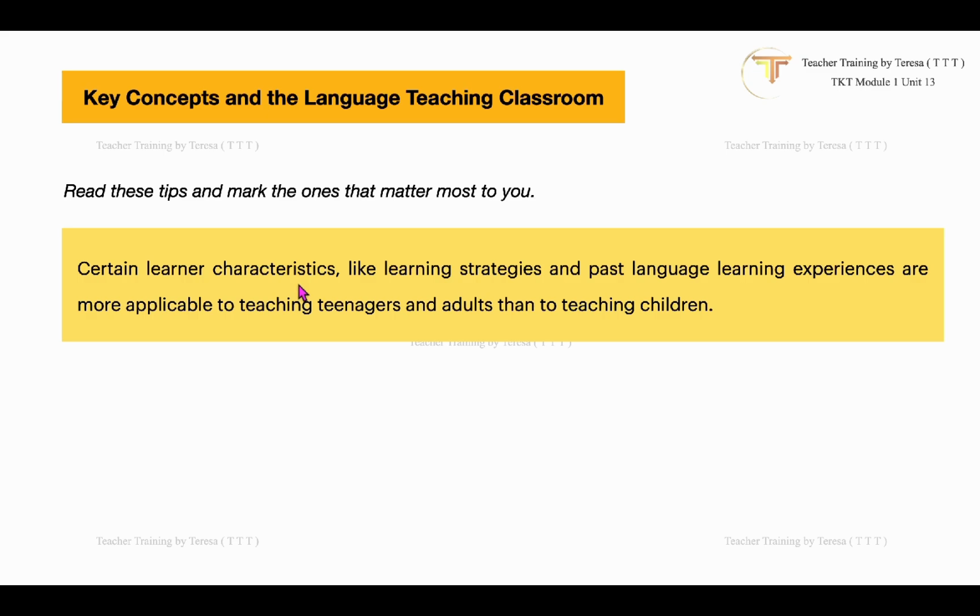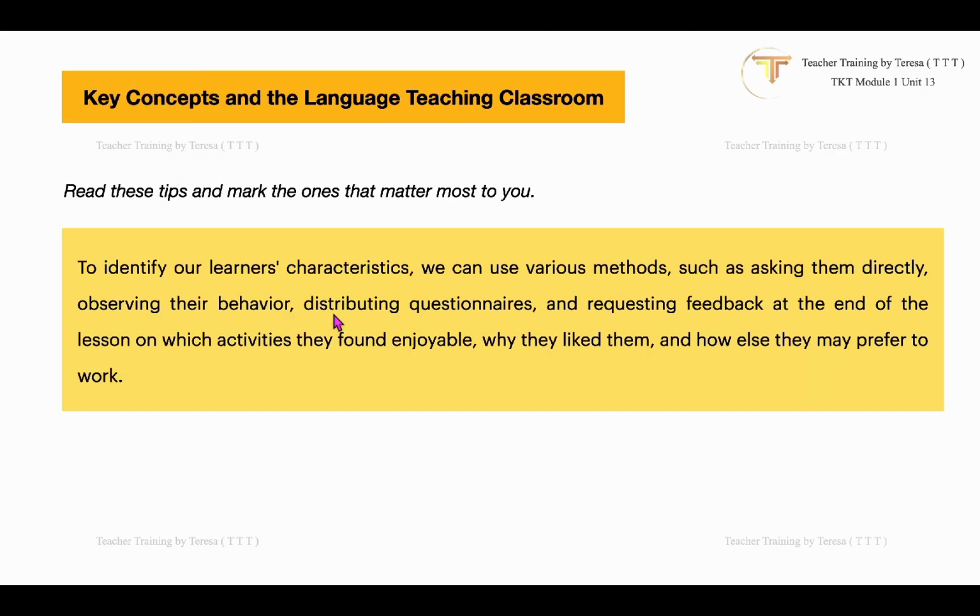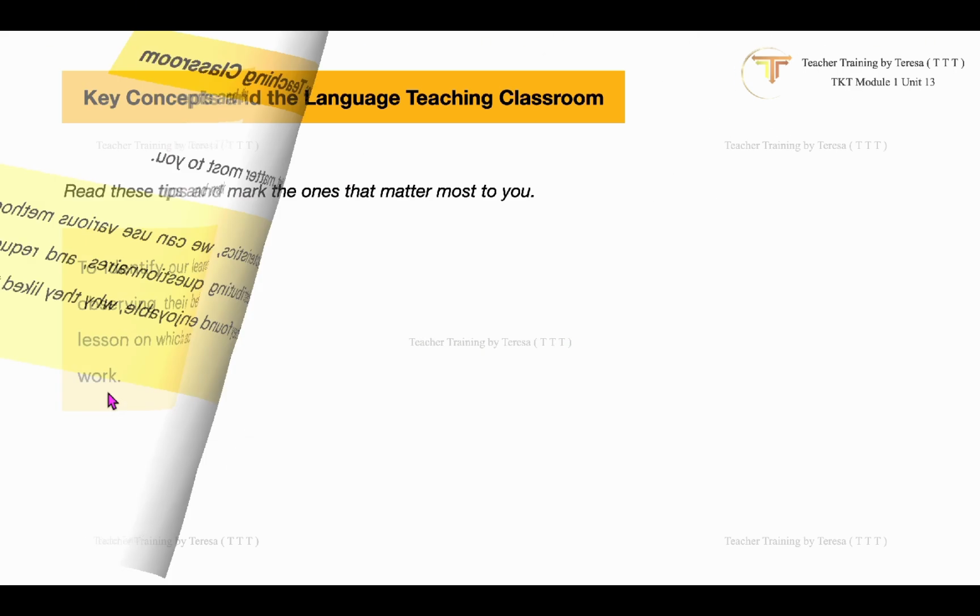Certain learner characteristics, like learning strategies and past language learning experiences, are more applicable to teaching teenagers and adults than to teaching children. To identify our learners' characteristics, we can use various methods, such as asking them directly, observing their behavior, distributing questionnaires, and requesting feedback at the end of the lesson on which activities they found enjoyable, why they liked them, and how else they may prefer to work.